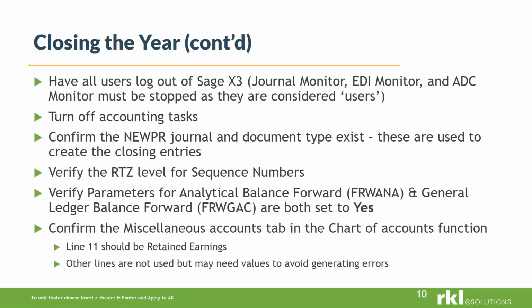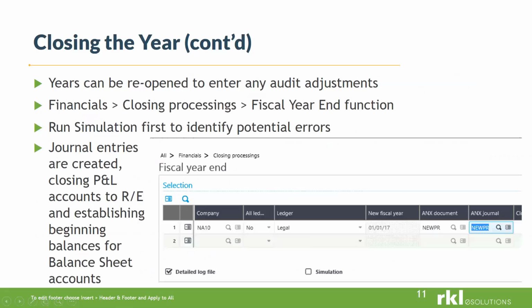You'll also want to pop into the chart of accounts function and review the miscellaneous accounts tab and confirm that line 11 does contain your retained earnings account. Any other lines in that screen are not used for the closing process, but you may need values populated in those lines in order to avoid generating errors. Unlike the fixed asset period, the GL year can be reopened in order to enter any audit adjustments after the fact if need be.